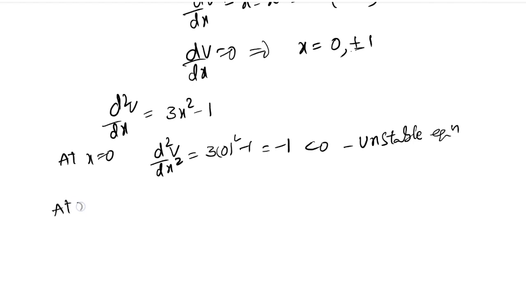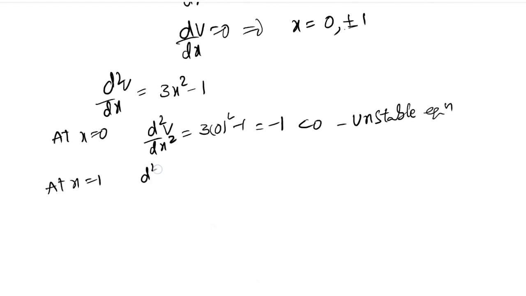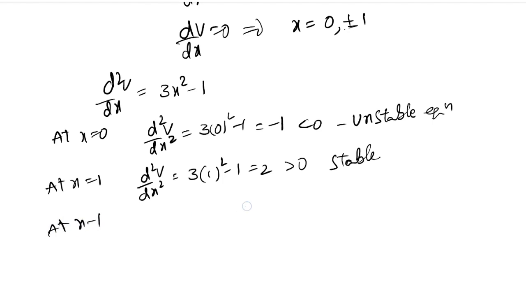Similarly, at x is equal to plus 1, d square V by dx square is 3 into 1 whole square minus 1. So 2, a positive value. So this is stable equilibrium. Even at x is equal to minus 1 also, we will get a positive value. This is a stable equilibrium. Okay. So the system has 2 stable equilibriums and 1 unstable equilibrium.